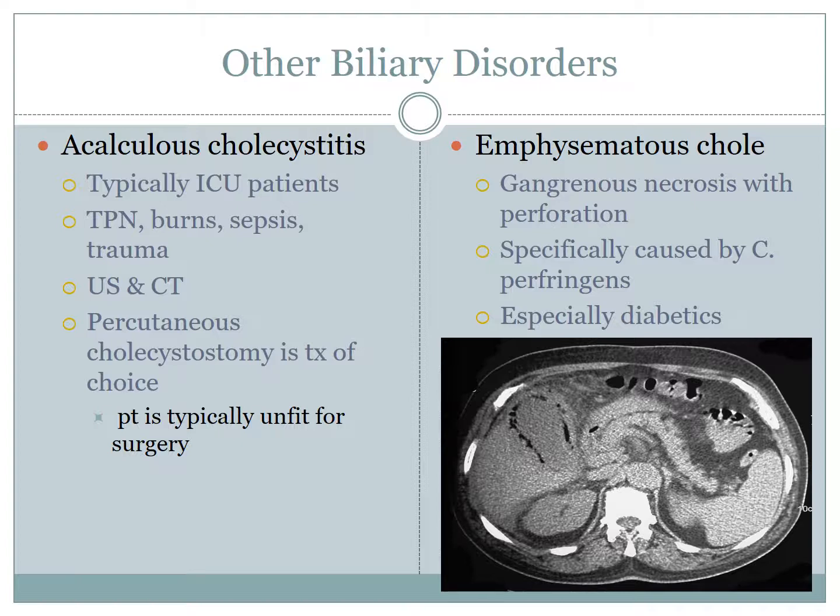Emphysematous cholecystitis, this is caused by some pretty nasty bugs. These are caused by Clostridium perfringens, and these are usually in raging diabetic patients. You can see this is air within the gallbladder wall, which isn't supposed to be there. So that's an emphysematous gallbladder. It needs to come out.